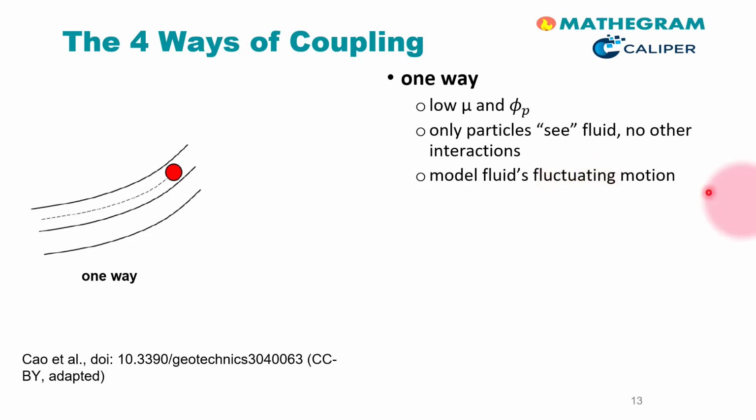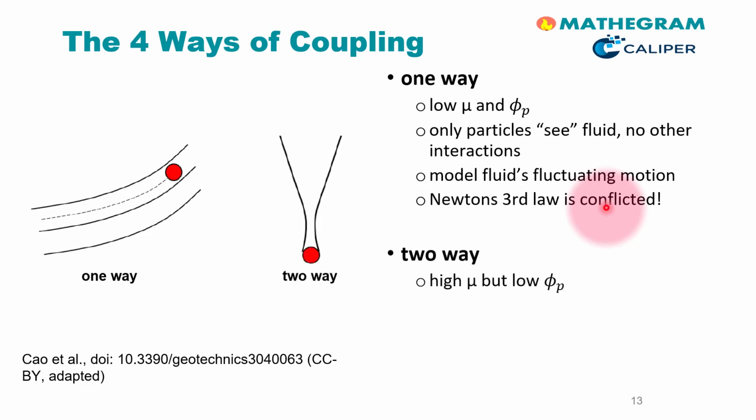A key issue with one-way coupling that cannot be easily overcome is the fact that Newton's third law is violated. Thus, the coupling algorithm does not conserve the momentum of the mixture, but introduces a global momentum error. This is why nowadays very often two-way coupling is performed, which is illustrated in the right panel here. Two-way coupling allows the modeling of higher mass loadings, but still at particle volume fractions being low, e.g. less than 0.02.